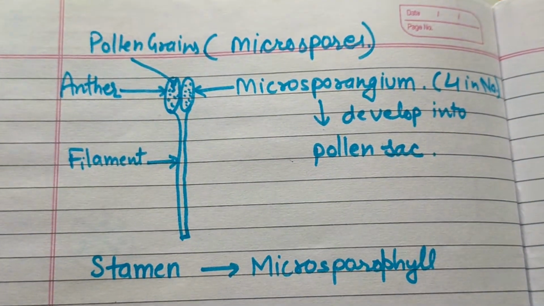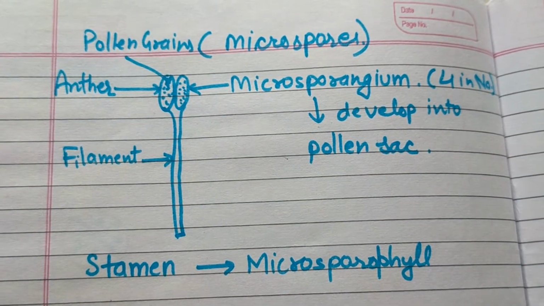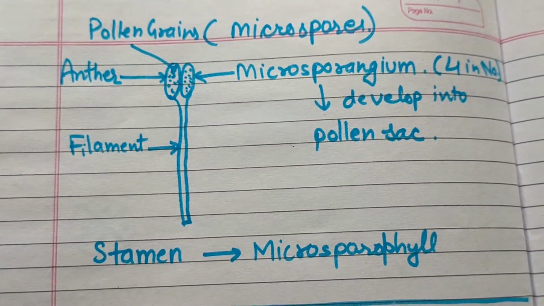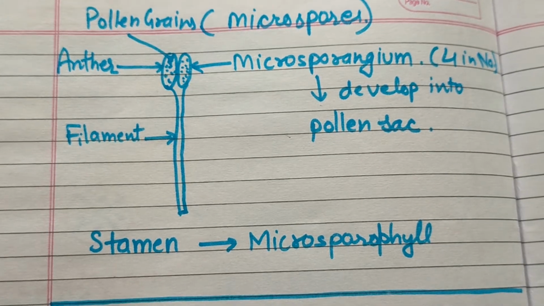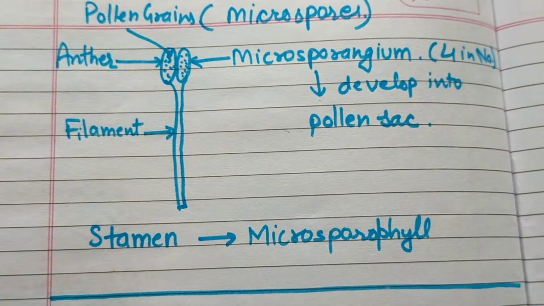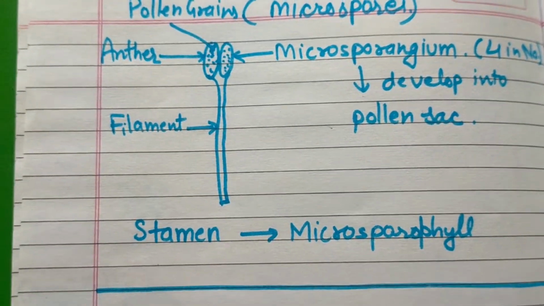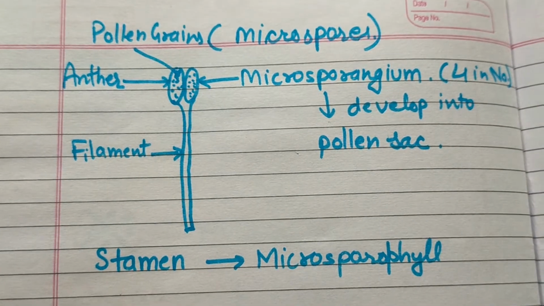Then anther, four microsporangiums are actually making this one anther. Then filament will remain the same. So you have to learn, just think of these as alternative names of the stamen. Another name of stamen is microsporophyll.